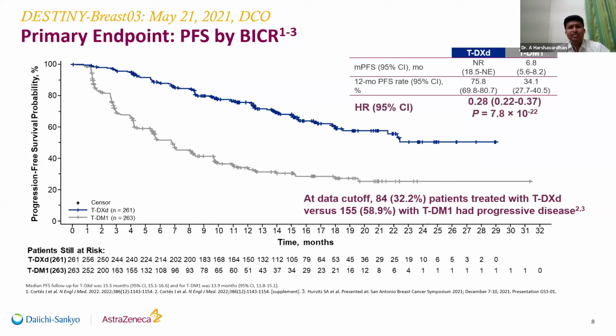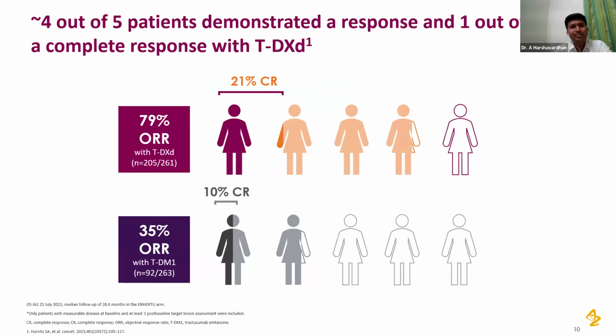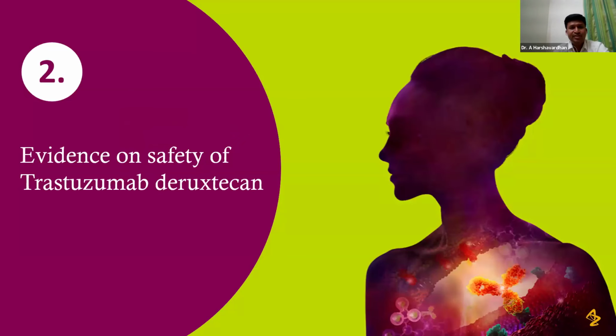You can clearly see the curves are beautifully separated, with the 12-month PFS rate of 75% versus 34%, hazard ratio 0.28, which is statistically significant. For OS, the curves are also separated, with the 12-month OS rate of 94% versus 85%, hazard ratio 0.55, which is statistically significant. Four out of five patients demonstrated a response, and one out of five had a complete response with T-Dxd. That means the overall response rate was 79%, and 21% of the patients had a complete response with T-Dxd.